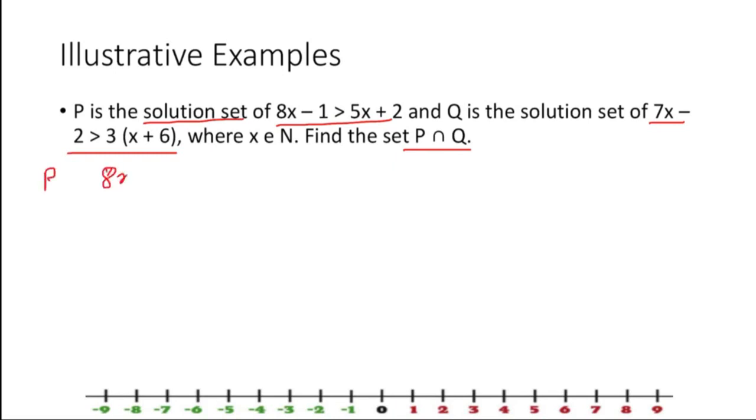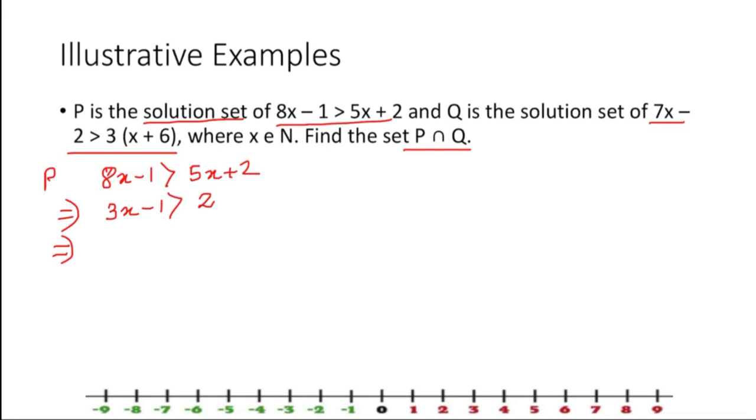Let us find P, that is the solution set of 8x minus 1 greater than 5x plus 2. As we already discussed, we need to simplify this inequation by getting all the like terms on one side and the unlike terms on the other side. In order to do that, let's add negative 5x on both sides. So 8x and a negative 5x gives 3x minus 1, and on the right hand side negative 5x and a positive 5x gives 0, so it's only 2.